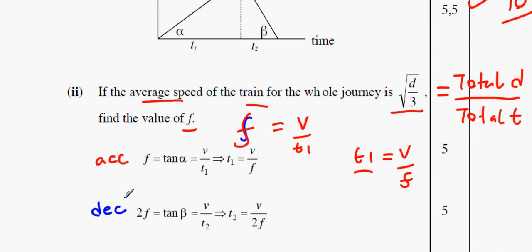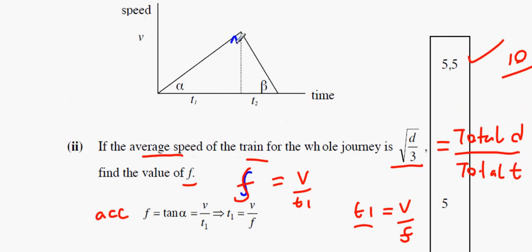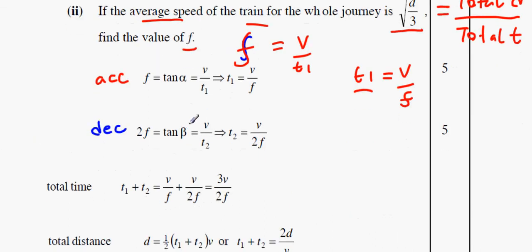So for the deceleration, 2f equals tan B. Tan B is basically opposite over adjacent, phi over T2. So phi over T2 is the deceleration. So 2f equals phi over T2. Get T2 on its own. Therefore, T2 is phi over 2f.